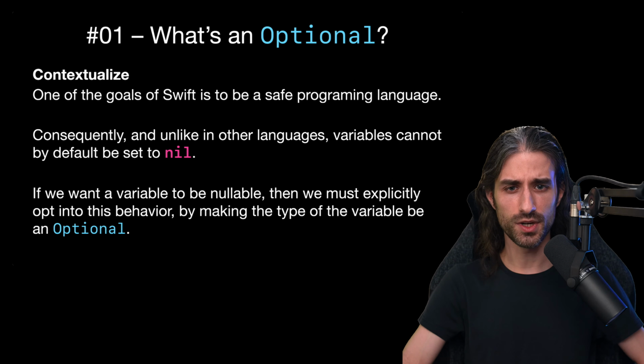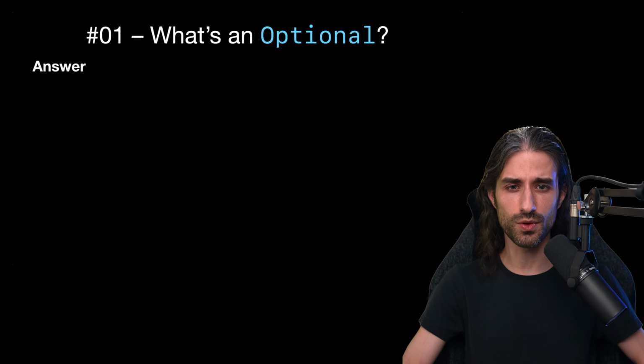But of course, there are situations where it makes sense for a variable to actually hold a null value, and so Swift does offer a mechanism to make a variable nullable, and we opt in to this mechanism by making the type of the variable be an optional. That's more than enough for the contextualization. Now let's move on to the actual answer.